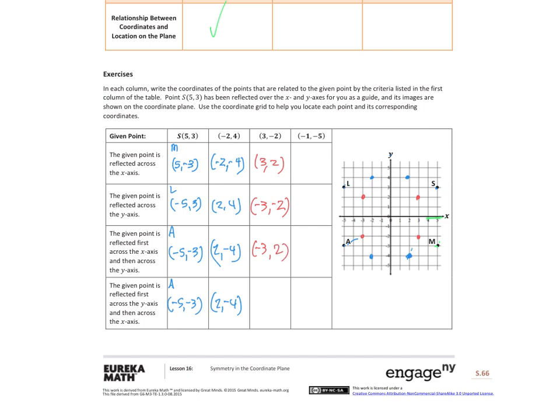Then I'm going to go back to the original, 3, negative 2, go across the y, boom, and then across the x, boom. I'm at negative 3, 2. That's interesting to me that those keep matching. Okay. Whoa, last one. Oh my gosh.